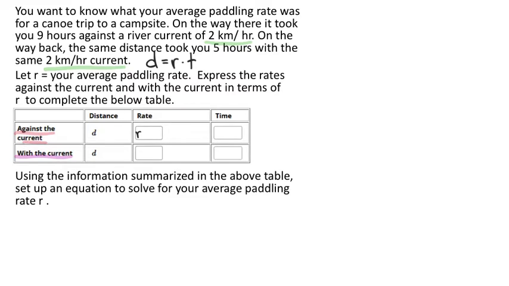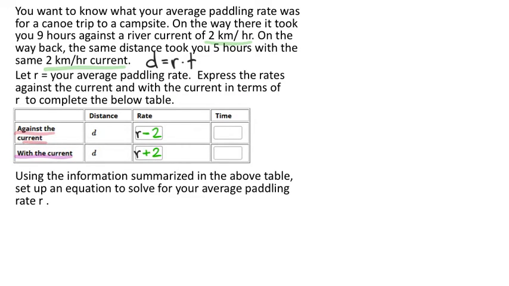To show that it's slowing you down by 2 kilometers per hour, we're going to put subtraction between the R and the 2. It's your rate of paddling, but then take away 2 kilometers from the current. So if we were going with the current, you'd have your rate of paddling, but now that 2 needs to be added to your paddling rate because it's going to make you faster. These rates that we're talking about here, this is all speed, right? So the current can take away from your speed, that's why it's subtraction. Or if you go with the current, it will add to your speed.